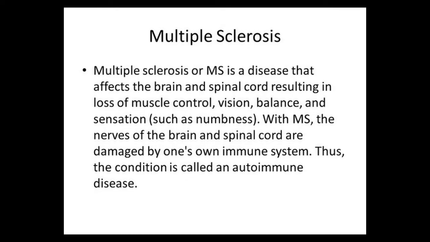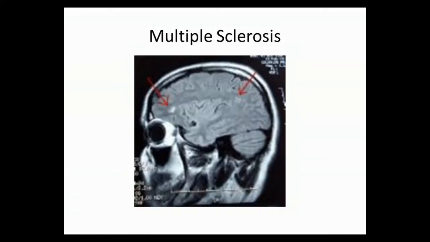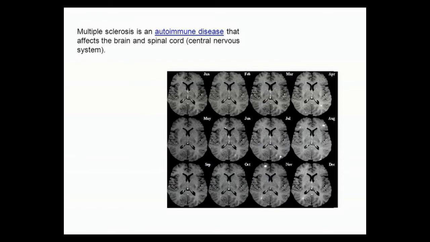Multiple sclerosis or MS is a disease that affects the brain and spinal cord, resulting in loss of muscle control, vision, balance and sensation. With multiple sclerosis, the nerves of the brain and spinal cord are damaged by the body's own immune system. Thus, this condition is called an autoimmune disease.